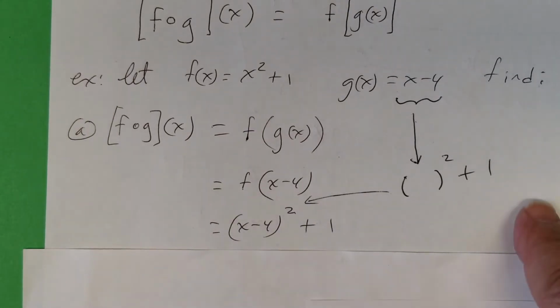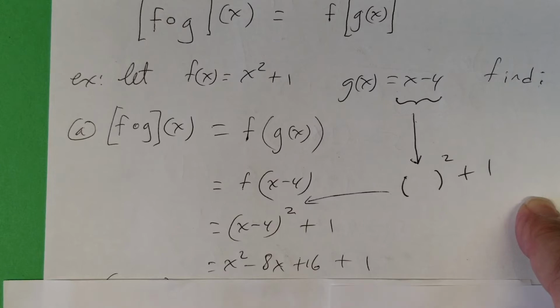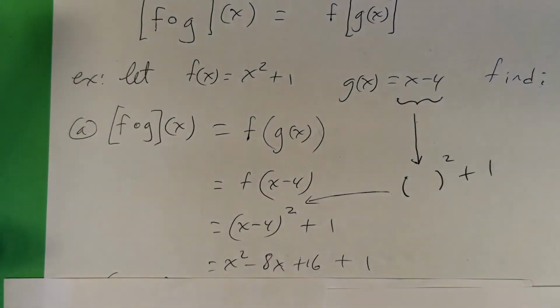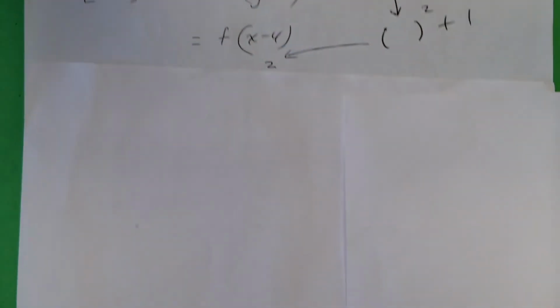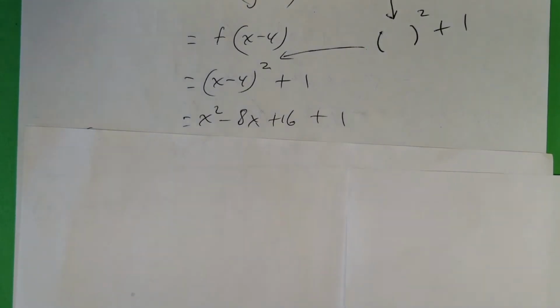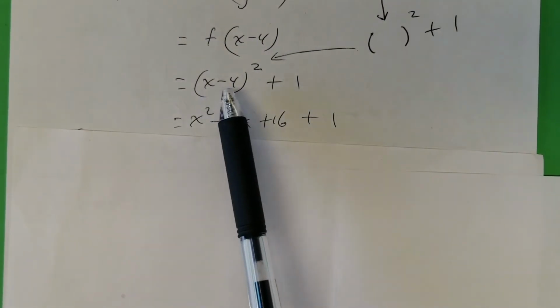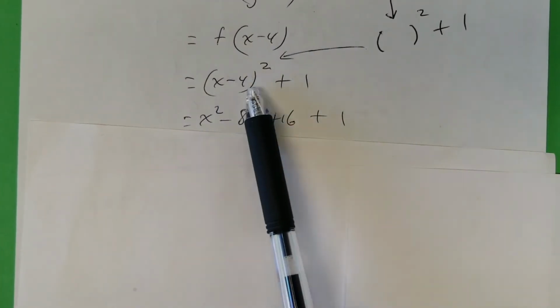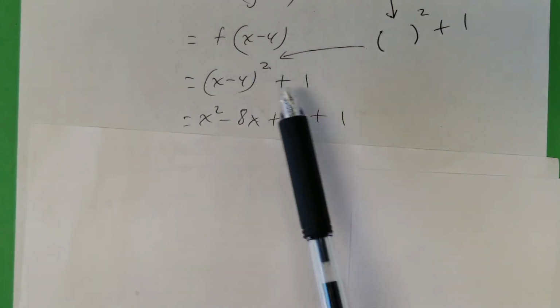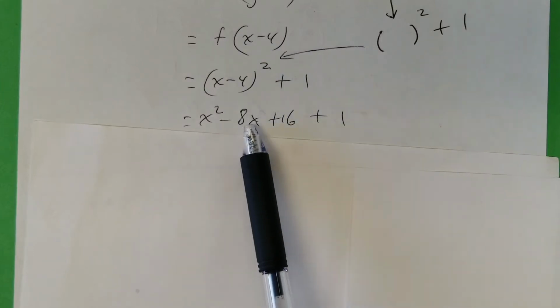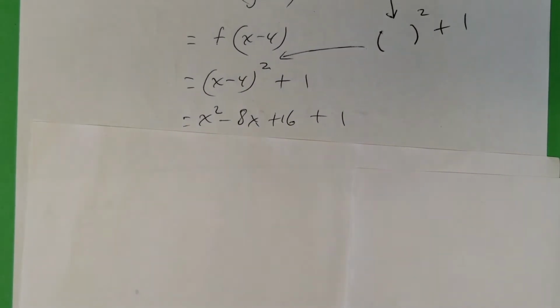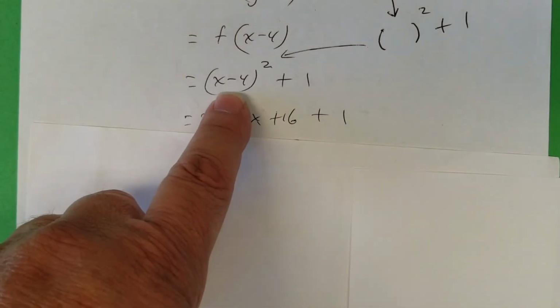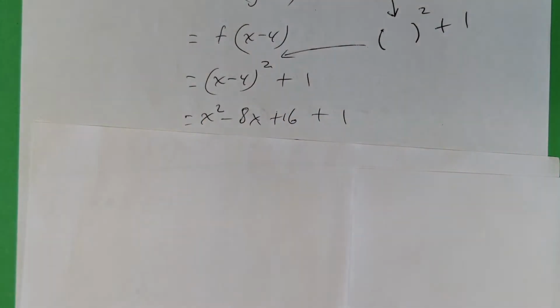We simplify. Again, do you remember how to multiply binomials? x minus 4 times x minus 4. x times x is x squared. 4 times 4 is 16. 4x and 4x in the middle is 8x. The FOIL method, we talked about that, but you should know how to expand or multiply binomials.